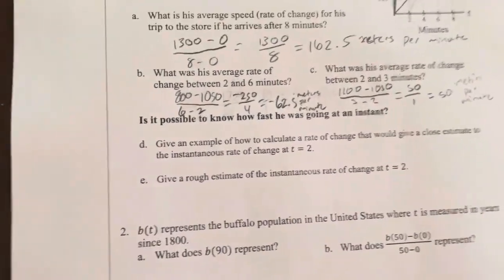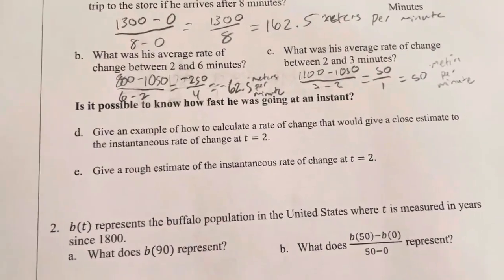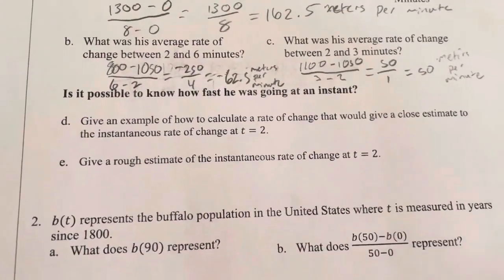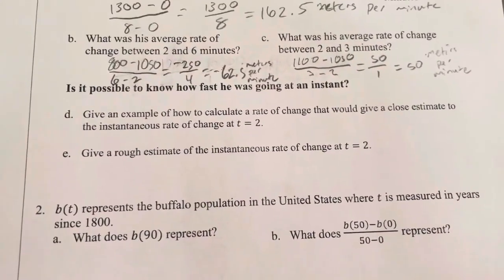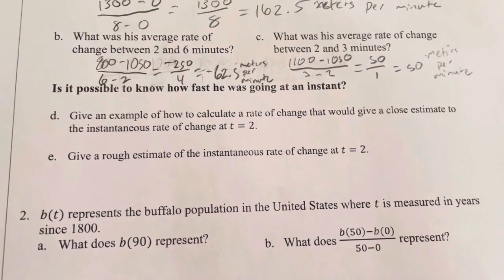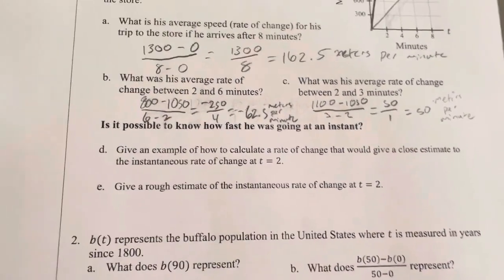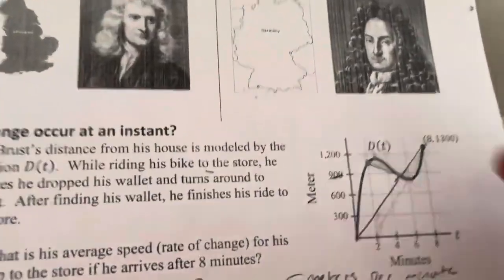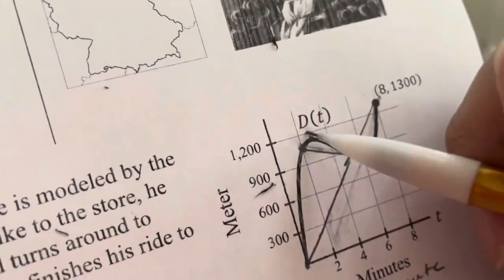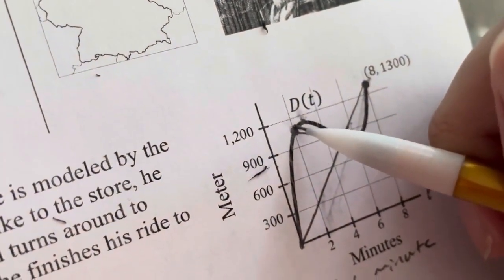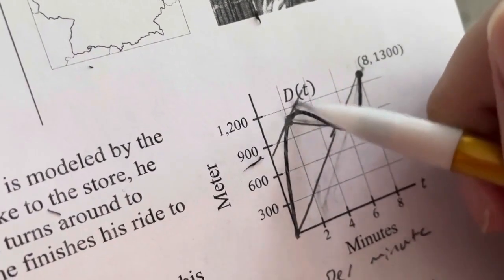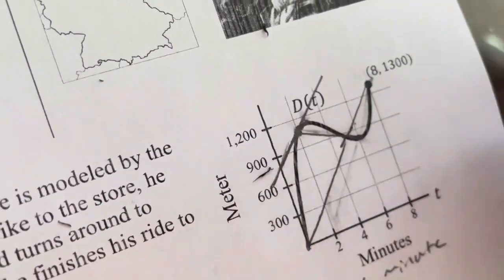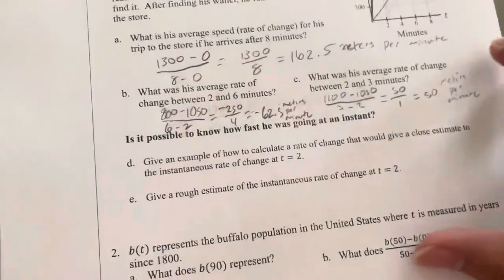For part D, it's asking for instantaneous rate of change. So give an example of how to calculate a rate of change that will give a close estimate to the instantaneous rate of change at t equals 2. So at t equals 2, we draw our tangent line. And then we do y2 minus y1 over x2 minus x1.